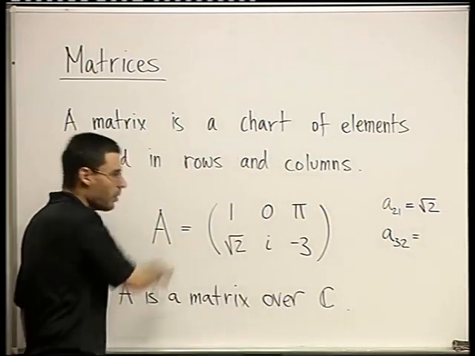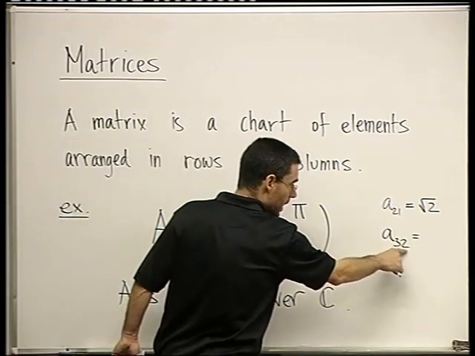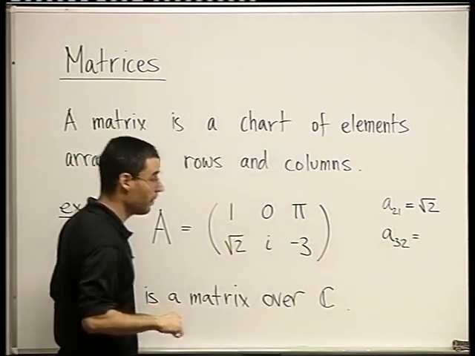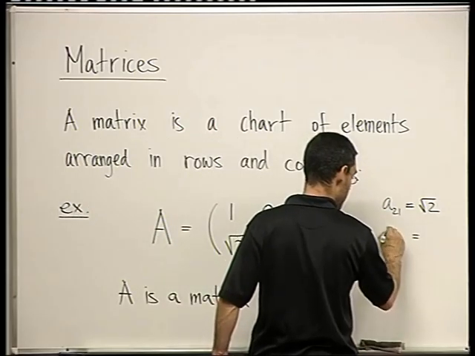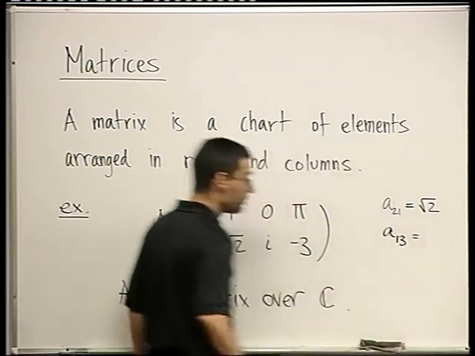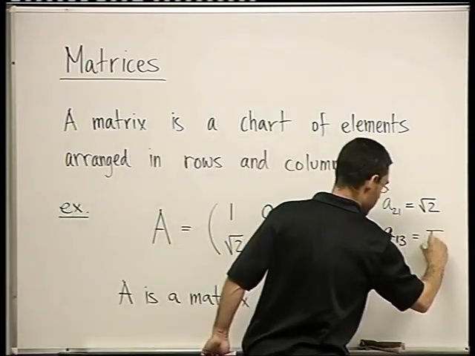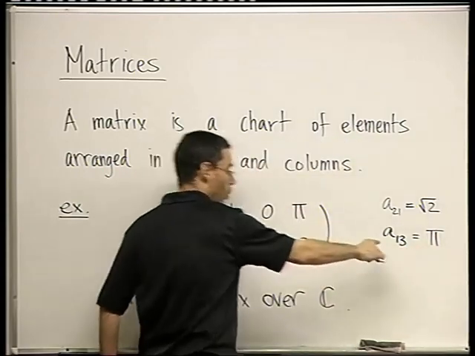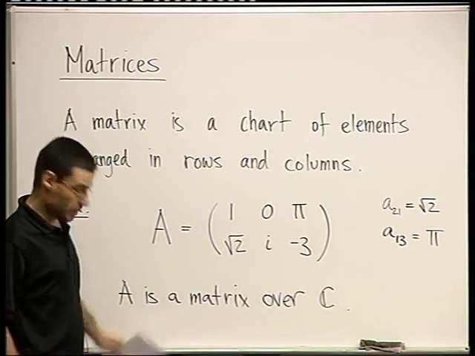Very good. There is no A3,2 in this matrix because this would mean a third row and a second column, but there is no third row. So there's no A3,2 here. What is, for example, A1,3? First row, third column, pi. This is the entry at the 1,3 position. Clear? Everybody good? Okay.